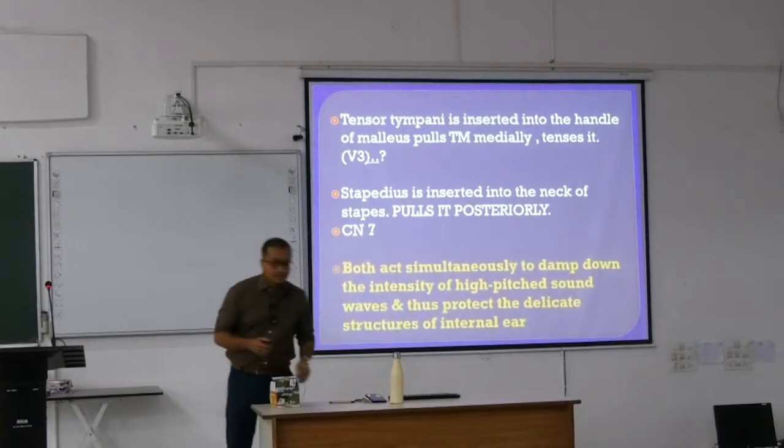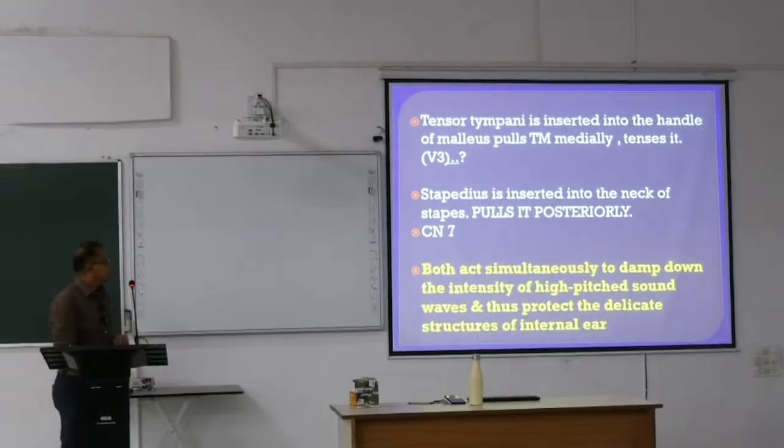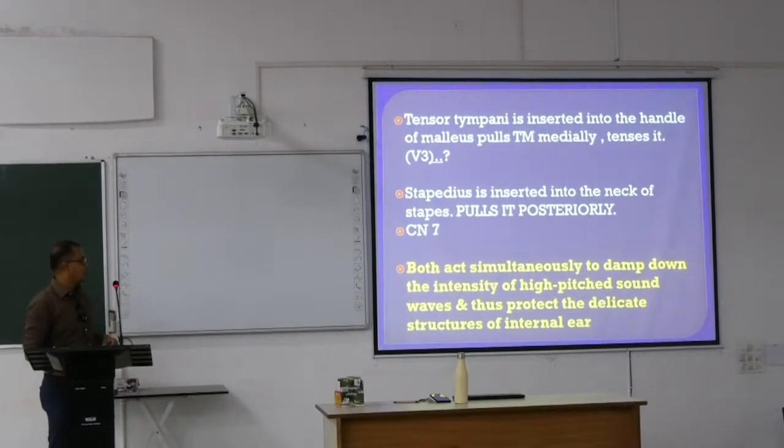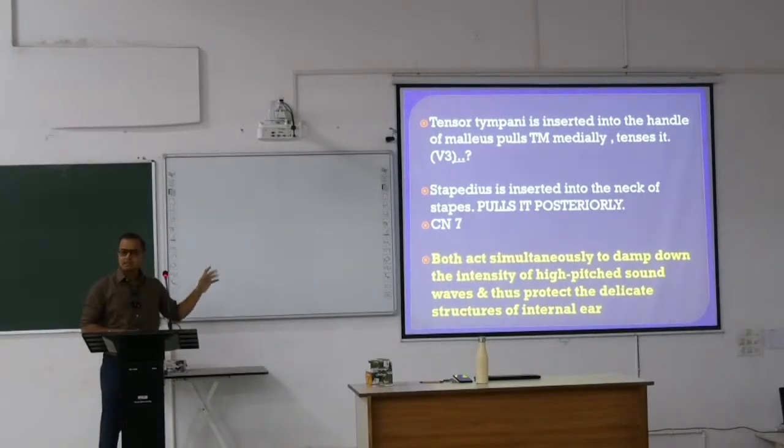Now about these two muscles related to the ear ossicles or the middle ear, the tensor tympani and the stapedius, they are innervated by V3 and the 7th cranial nerve. The function of these muscles is to protect the tympanic membrane when we are exposed to high pitched sounds. If you are suddenly exposed to a very high pitched sound vibration, the tympanic membrane vibrates too much and may rupture. This rupture happens because the ear ossicles may hurt the membrane and lead to its rupture.